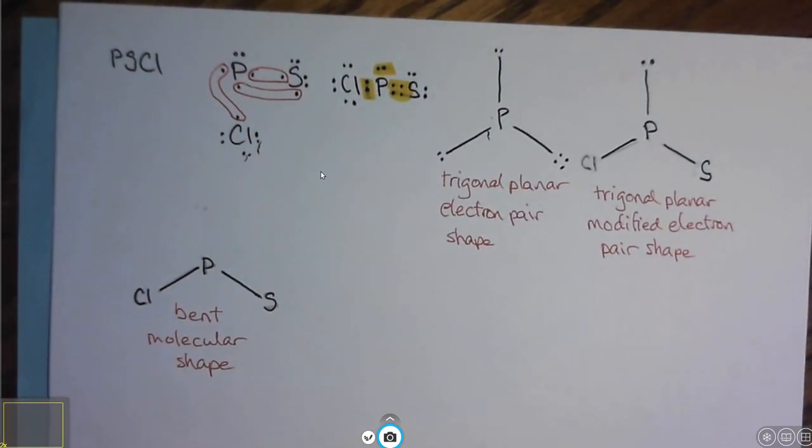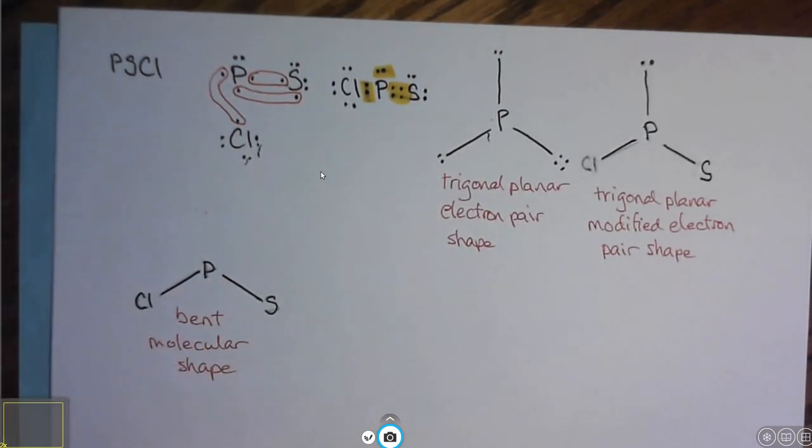Yes. So, it's okay to put the chlorine on sulfur? Yeah, sure. You still get a bent shape. It's just up here and over here. Or you could be up here and over here.